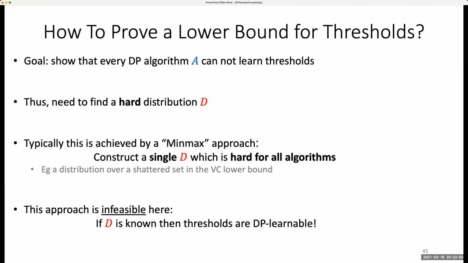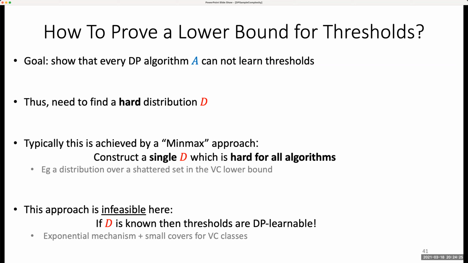If the marginal distribution D is known, then thresholds are differentially private learnable. And any VC class is actually. And the reason is because once the distribution is known, you can construct a cover for the class with respect to the distribution. And you basically have a finite class now. And we know that finite classes are differentially private learnable.